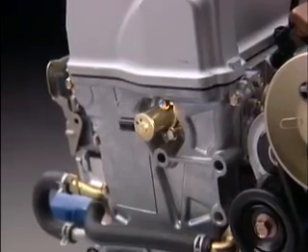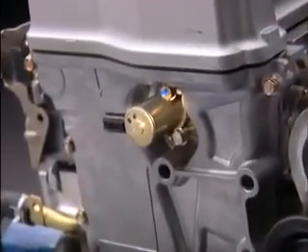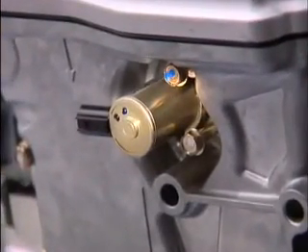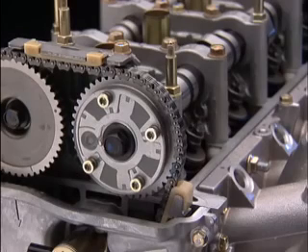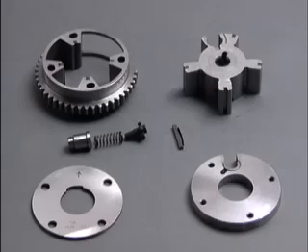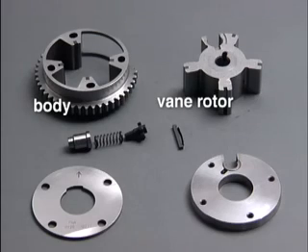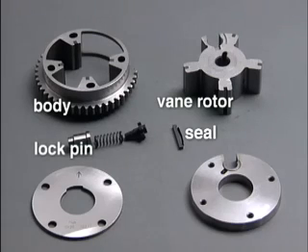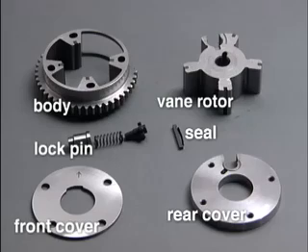The VTC consists of the VTC oil control valve installed in the cylinder head and a hydraulically controlled VTC actuator mounted on the end of the intake camshaft. The VTC actuator includes a body, a vane-type rotor that indexes to the camshaft, chamber seals, a lock pin assembly, and front and rear covers.